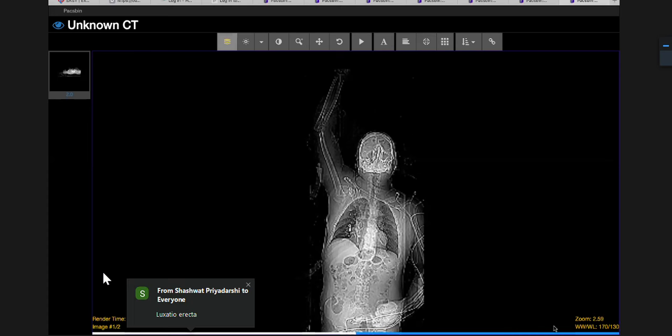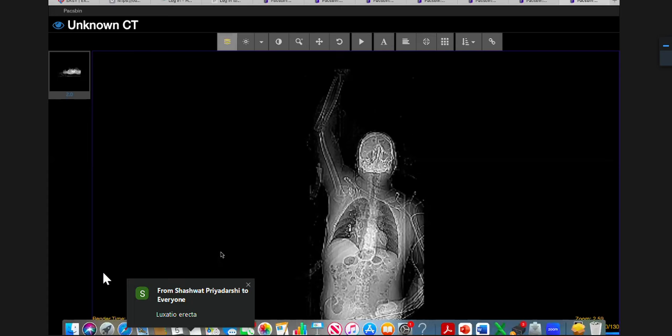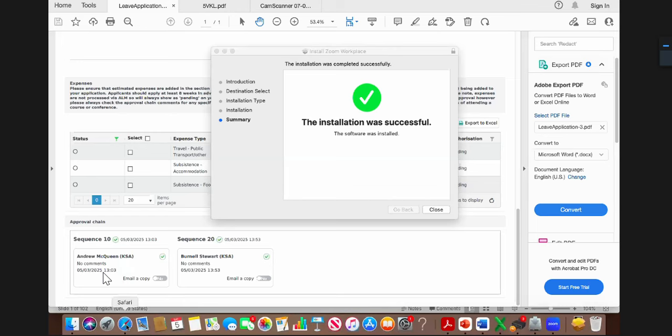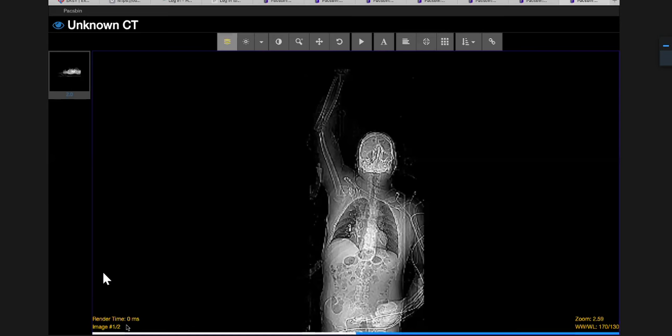So luxatio erecta. It sounds like a Harry Potter spell. And that's what it is. Basically, it's a really rare form of shoulder dislocation where the shoulder goes inferiorly. This was, I think, a motorcycle accident, so it must have been a major trauma. He must have landed on his shoulder and it's gone inferiorly, and he physically cannot put his arm down because of this type of dislocation.